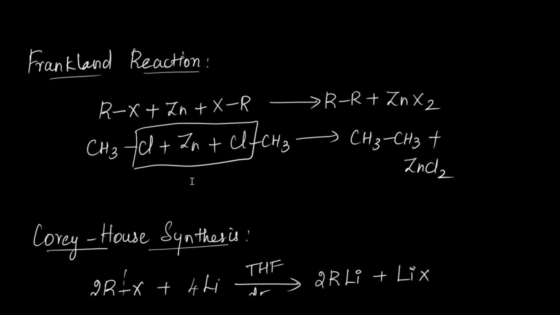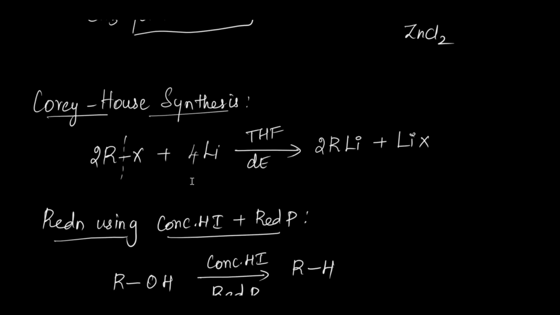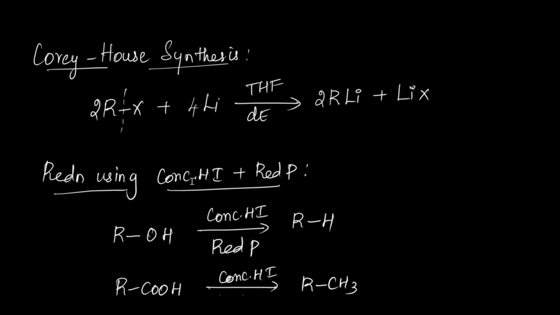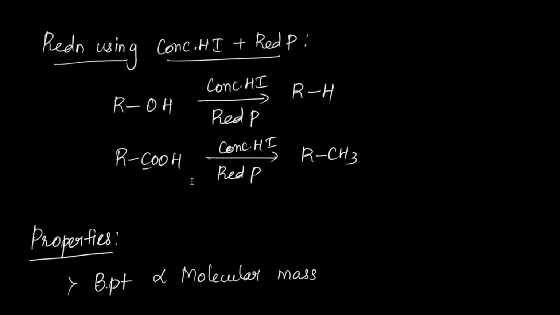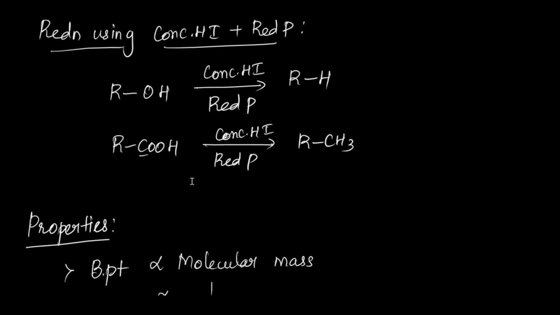Then Frankland reaction, same as Wurtz, where I am using zinc with alkyl halide to produce alkanes. Corey-House synthesis: alkyl halide with lithium in the presence of THF to give RLi and lithium halide. And always remember, concentrated HI with red phosphorus will give you straight chains. This you might have seen in biomolecules also for the structural elucidation of glucose. ROH or RCOOH will give you the whole carbon system as a straight chain.